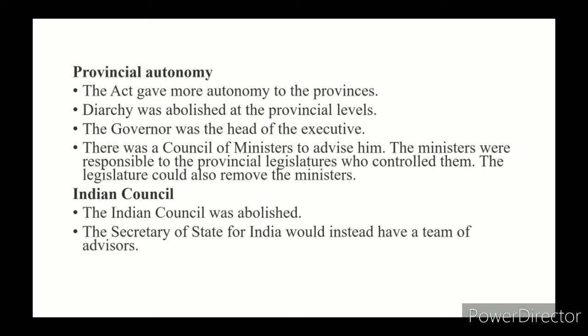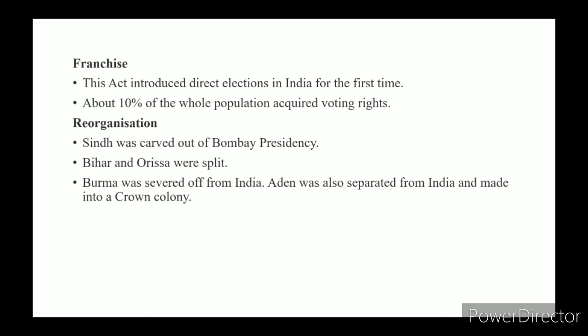Indian Council. The Indian Council was abolished. The Secretary of State for India would instead have a team of advisors. Franchise. This act introduced direct election in India for the first time. About 10% of the whole population acquired voting rights. Reorganization. Sindh was carved out of Bombay Presidency. Bihar and Odisha were split. Burma was severed from India. Aden was also separated from India and made into a crown colony.